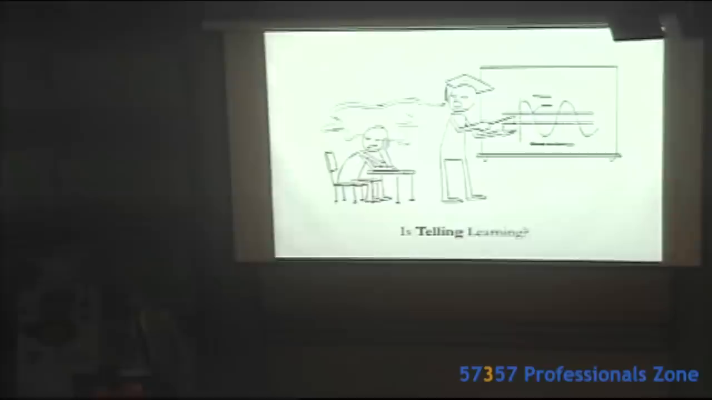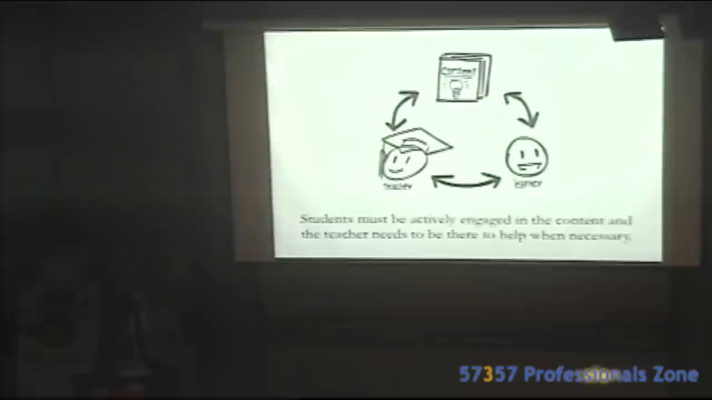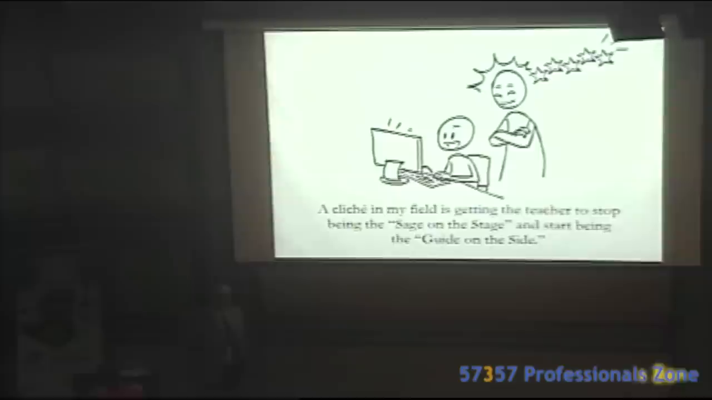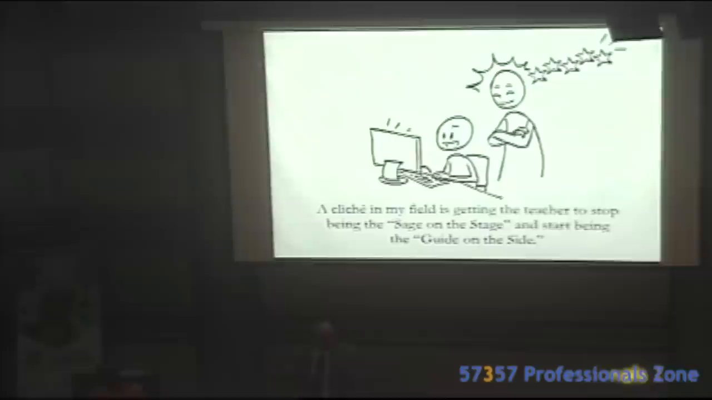So students must be actively engaged in the content, and the teacher needs to be there to help. In fact, one of the cliches that I use all the time in the United States is what we want to have happen with teachers is we want them to move from the sage on the stage to the guide on the side. And what that means is that we want the learners to be actively doing what it is that we want them to learn. We want them to use what we're learning, and then what you want to do as a teacher is to help them with it as they're engaging with that content. And that's what I think the blended solution really, really solves. That is exactly what you can achieve with a blended learning model.